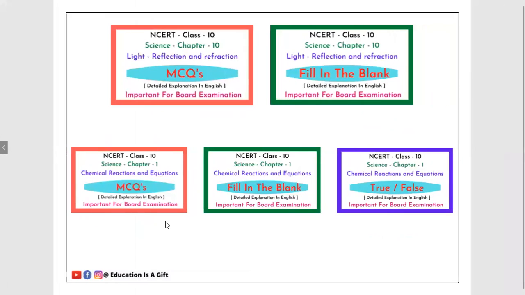So guys, related to this light reflection and refraction chapter, I have already made two videos, one regarding MCQs and the second regarding fill in the blanks. The MCQ video will be lengthy because you need to learn nearly 30 to 40 MCQs and every MCQ is explained in detail. In the fill in the blanks video, I have explained every blank in detail, so it will be very useful for you to attempt assertion reasoning questions, MCQs and VSAQs. Videos regarding these two will be given in the description.